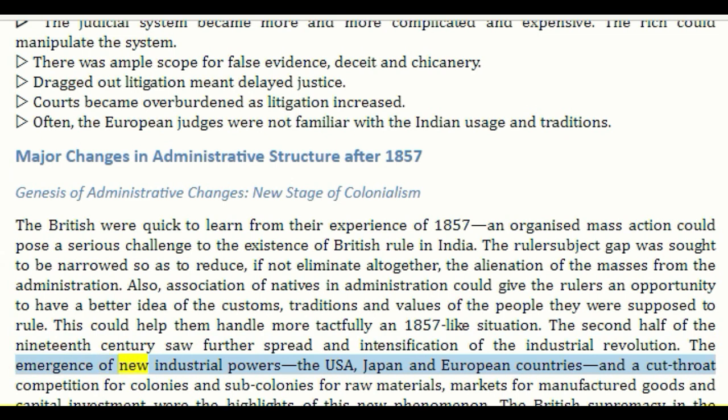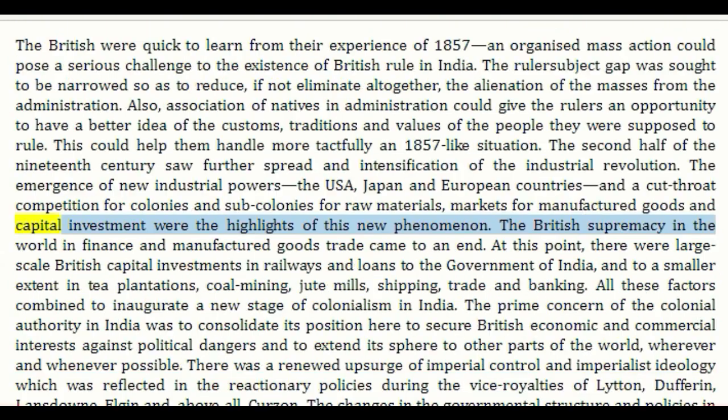The emergence of new industrial powers, the USA, Japan and European countries, and a cutthroat competition for colonies and subcolonies for raw materials, markets for manufactured goods, and capital investment were the highlights of this new phenomenon. British supremacy in the world in finance and manufactured goods trade came to an end.